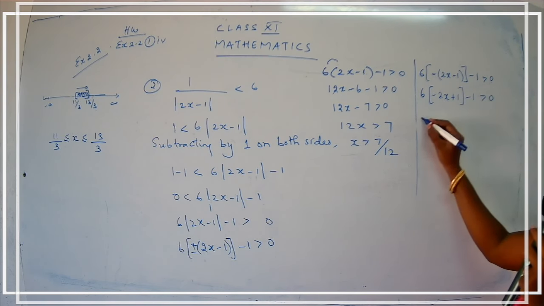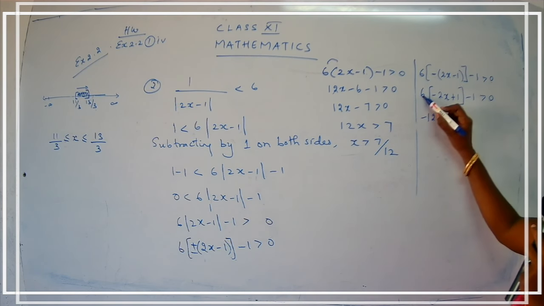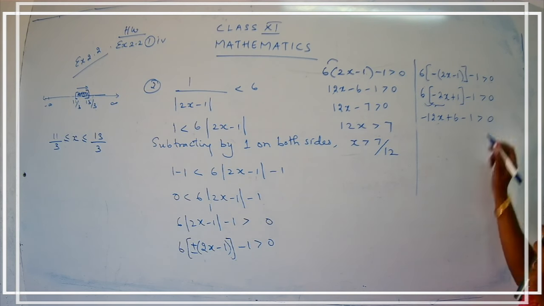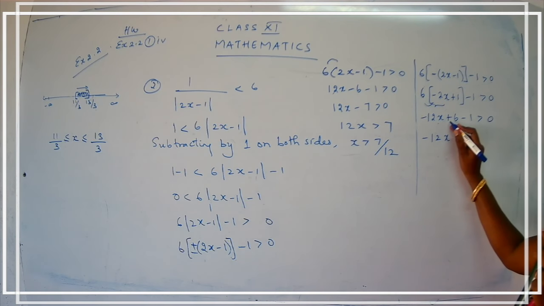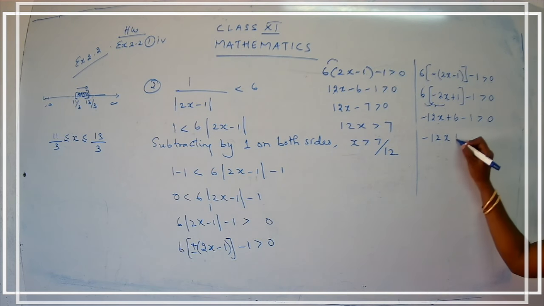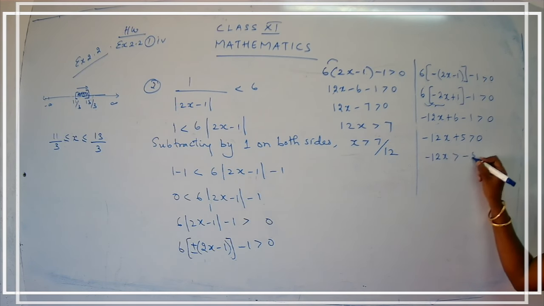Let's open the bracket. This is minus 12x, and see, 6 into minus 2x gives you minus 12x. 6 into 1 gives you plus 6. Minus 1 greater than 0. So minus 12x, plus 6 minus 1. What is 6 minus 1? Plus 5, good. Greater than 0. Take this plus 5 to the RHS. So minus 12x greater than minus 5.